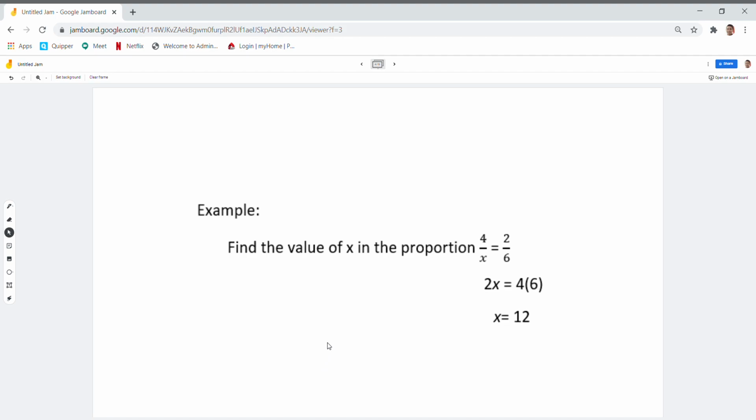Example, find the value of x in the proportion 4 is to x as 2 is to 6. All you need is to multiply your means and extremes. So multiplying your means, you have x times 2, that's 2x, and multiplying your extremes 4 and 6, you have 2x is equal to 24. To find x, you have to divide both by 2. So 2x equals 24 becomes x is equal to 12. Therefore, your x is 12.